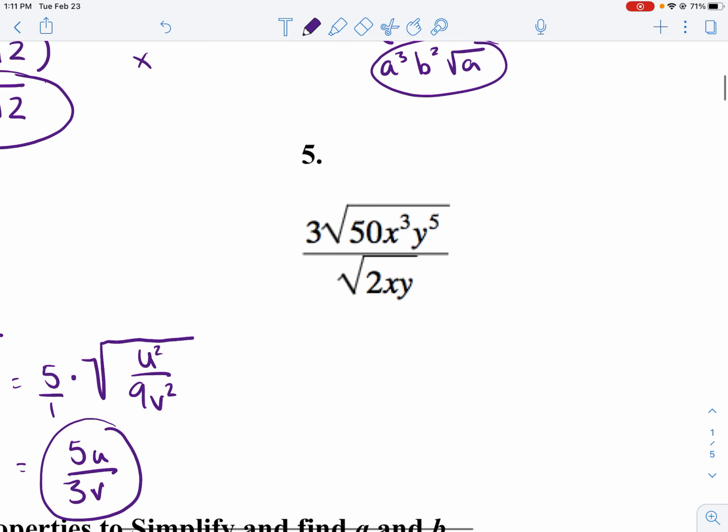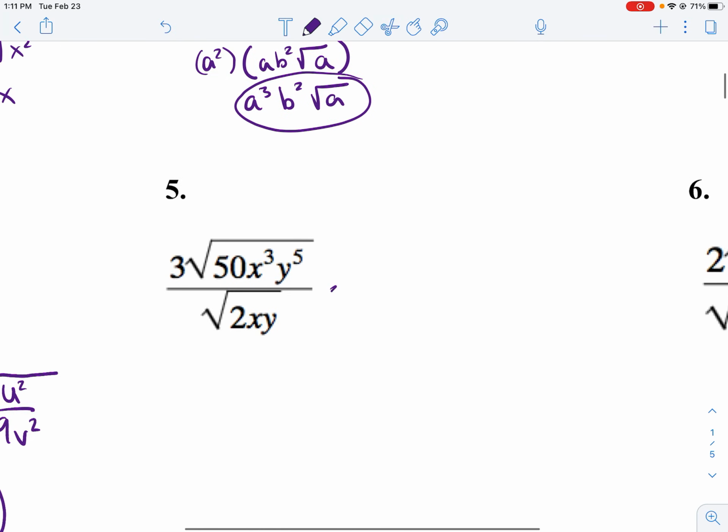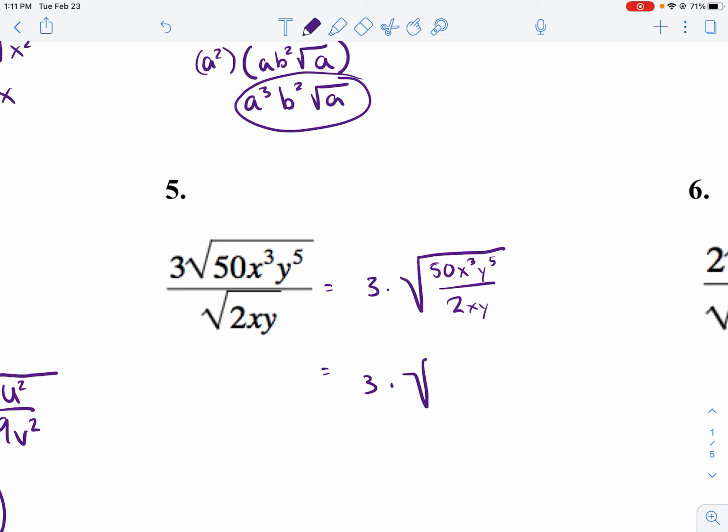Okay, let's take a look at number 5. Again, we're going to separate that 3. Whoops, I'll put an equal sign here. There we go. Separate that 3 and put everybody underneath the same radical. Now we're just going to simplify this fraction in there. It's going to be 3 times the expression, but it's written as a fraction, so this is going to be a 1. That'll be a 25, that becomes an x squared, that becomes a y to the 4th.